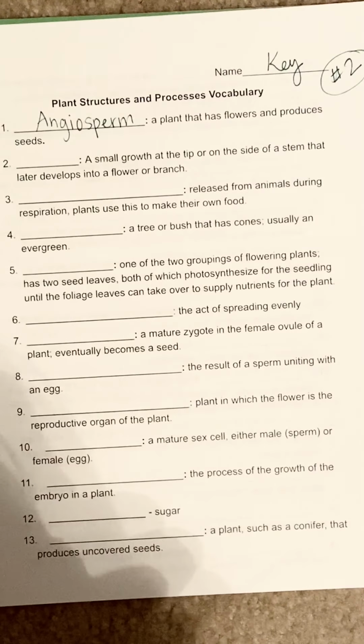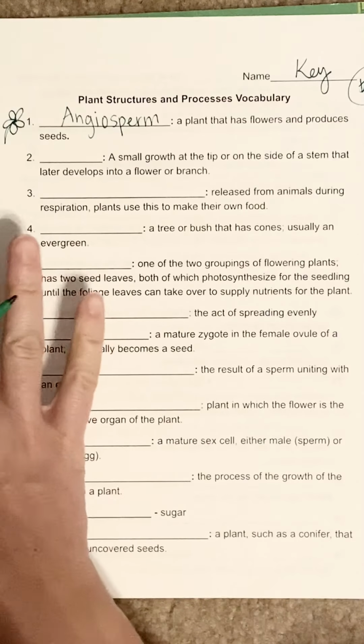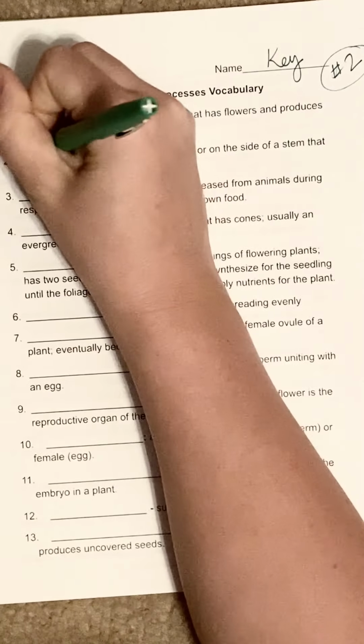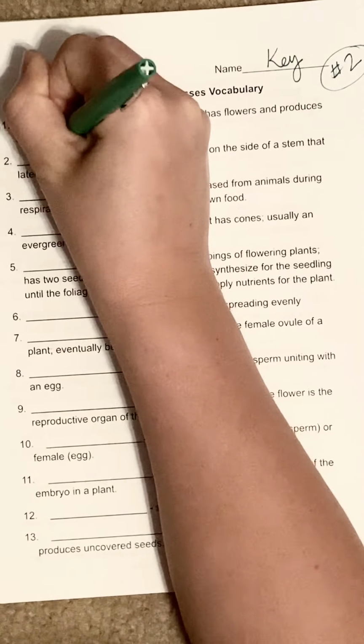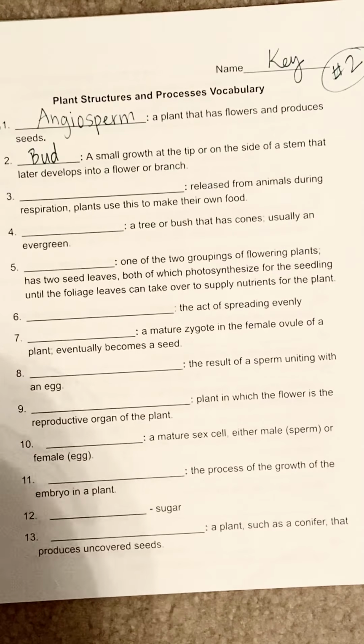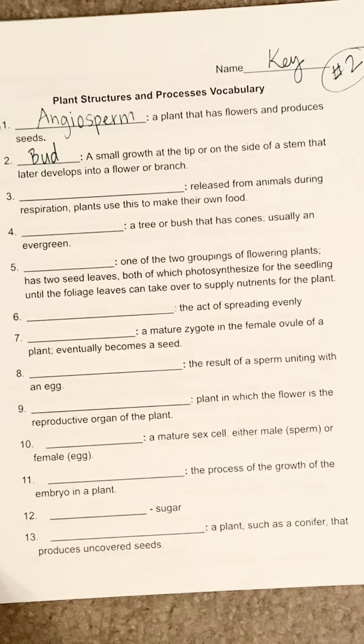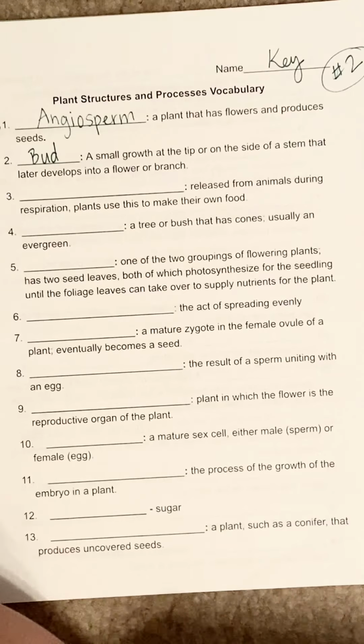Number 2, a small growth at the tip or on the side of a stem that later will develop into a flower or a branch. That's going to be a bud. B-U-D. A flower bud. Fun fact, this is where the phrase nip it in the bud comes from. It refers to when you want to cut something off right away as opposed to letting it develop further on and then cutting it off. You want to nip it in the bud.